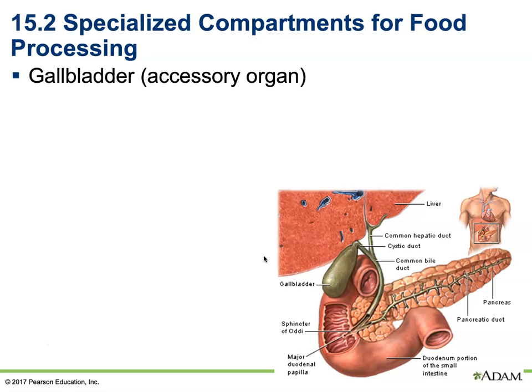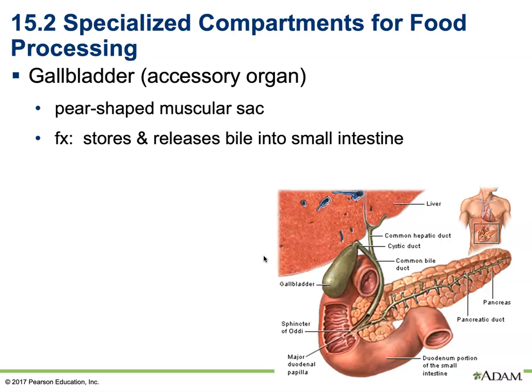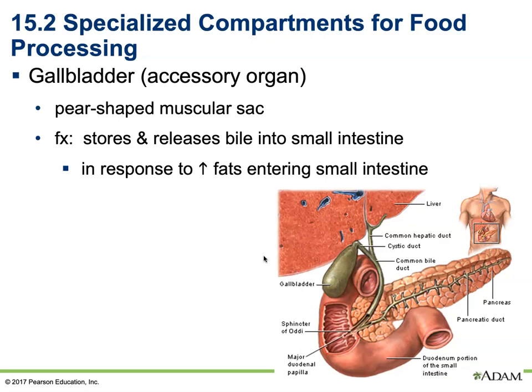Next up, we have the gallbladder. The gallbladder is an accessory organ. It's going to be a pear-shaped muscular sac that's going to be responsible for storing, modifying, and secreting bile produced by the liver. There are some disorders that occur with the homeostatic imbalances associated with the gallbladder.